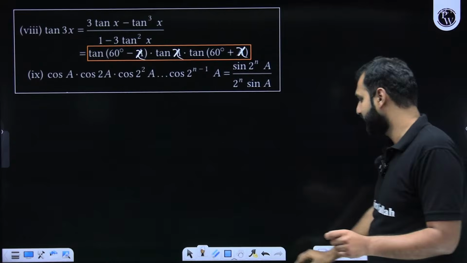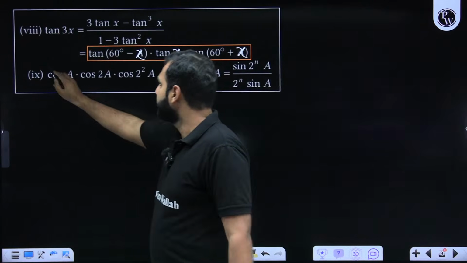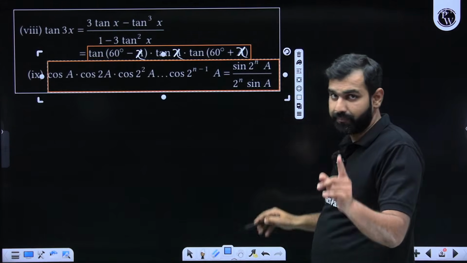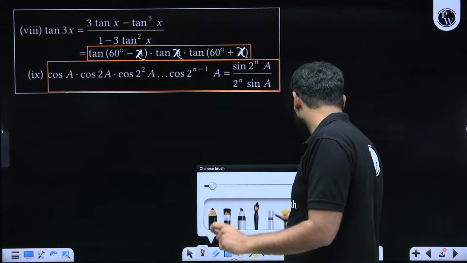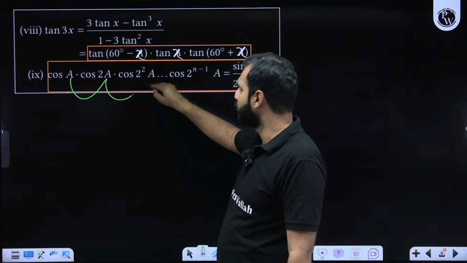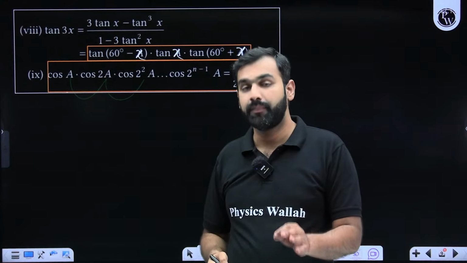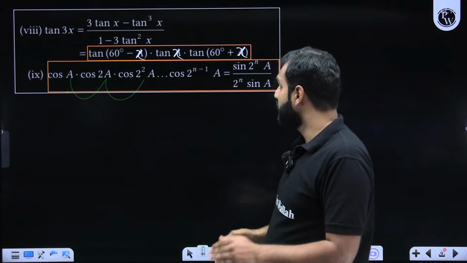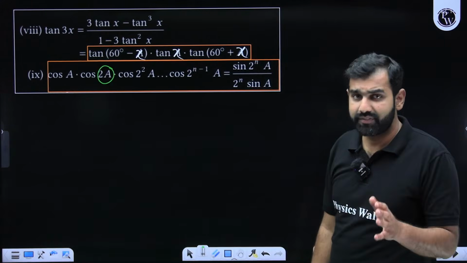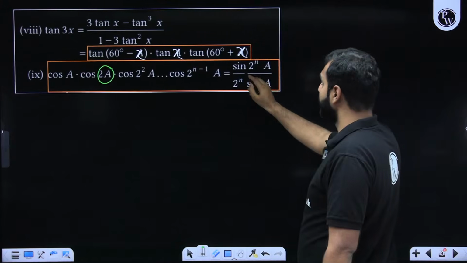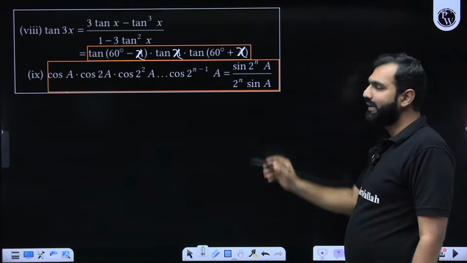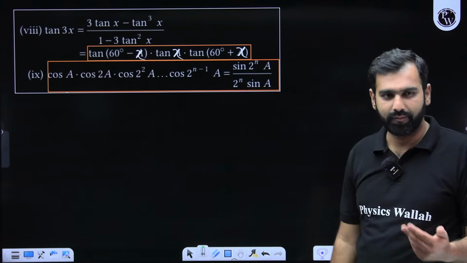So remember this as a result: when you see cos a, cos 2a, cos 2 square a, up to cos 2 to the power n minus 1 a, the catch is, if you could clearly see the pattern here, this is a, this is 2a, this is 2 square a. So all these angles are in GP. Second conclusion, they are in GP, and the GP has the common ratio 2. If that is so, you can conclude it as sine 2 to the power n a divided by 2 to the power n times sine a. I hope you wouldn't forget that. Can we move ahead from here?